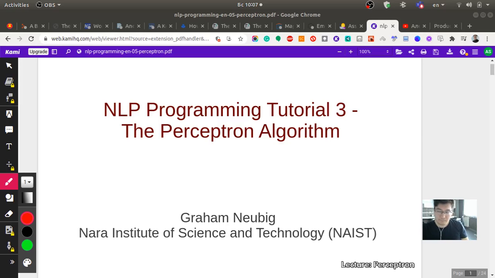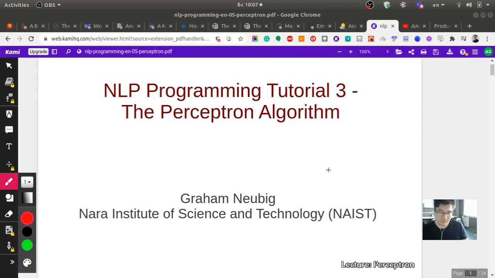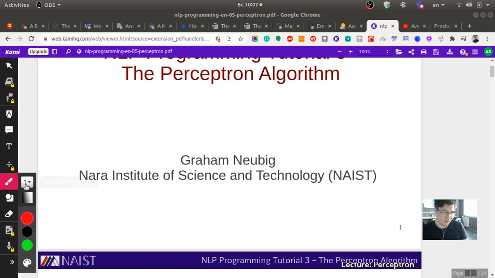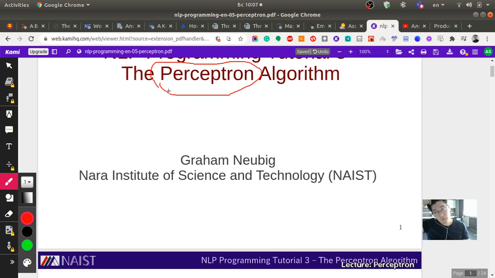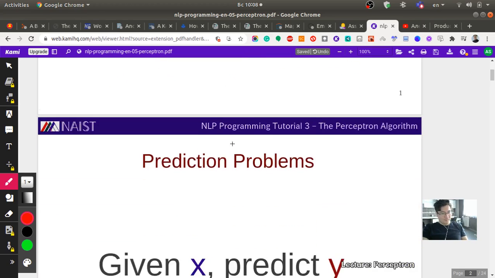Hi, this is week 5, and today we're going to talk about neural networks. This one says Perceptron algorithm. So Perceptron is the very easiest form of neural network. Actually, it can also be considered logistic regression. As you learned before, most neural networks are many logistic regressions combined together.